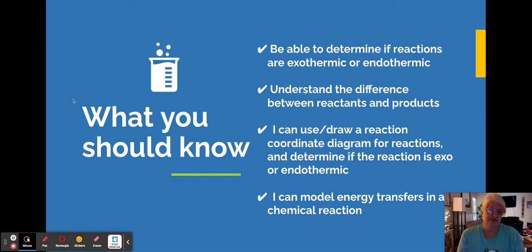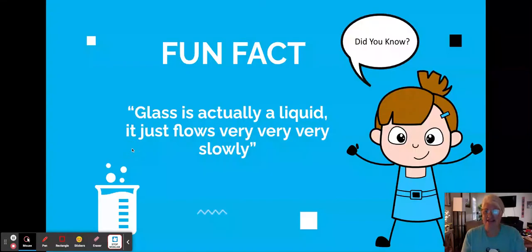At the end of this video, you should be able to determine if a reaction is exothermic or endothermic. You should know the difference between reactants and products of a chemical reaction. You should be able to use a reaction coordinate diagram, not only to determine whether it's exothermic or endothermic, but also how much energy was transferred. And finally, you should be able to model energy transfers in a chemical reaction. So let's jump right in.